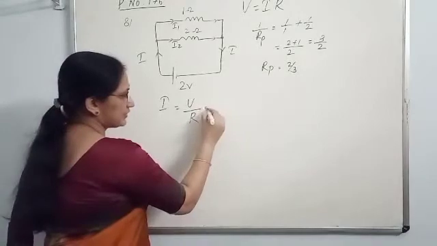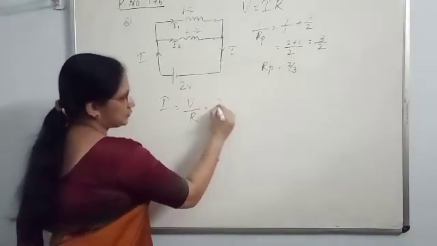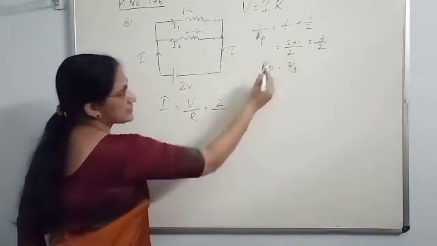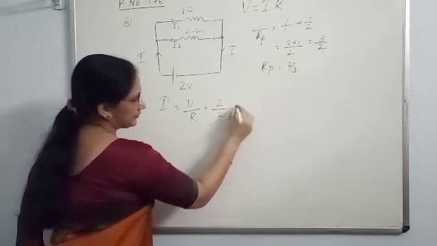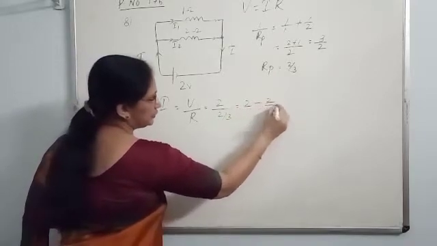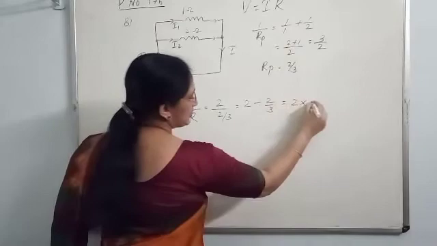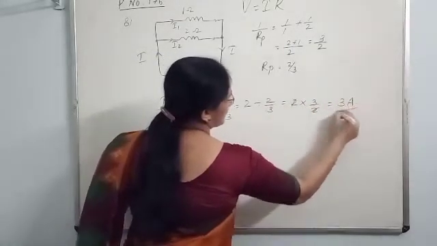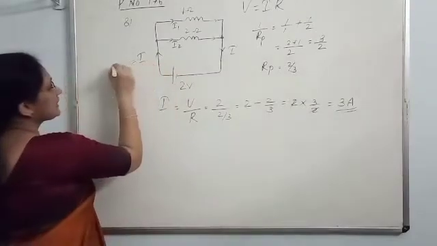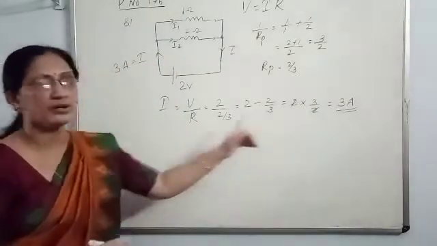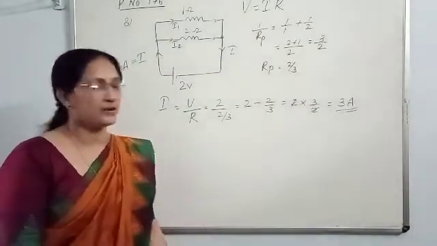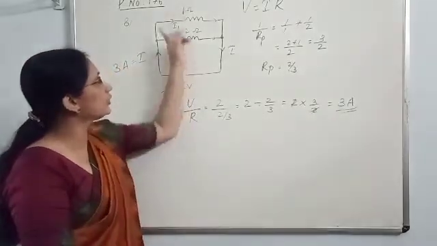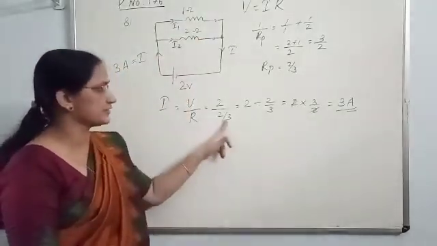So, substitute here V by R. V is 2 volt. Here R is 2 by 3. That means 2 divided by 2 by 3, that is 2 into 3 by 2. You will get the answer as 3 ampere. Main current you got as 3 ampere. Remember, when you calculate the main current, total resistance is to be considered.